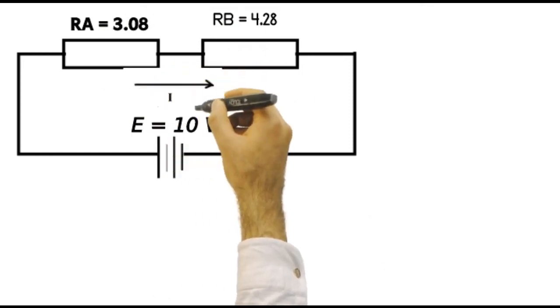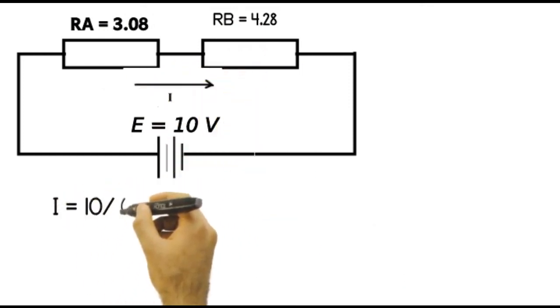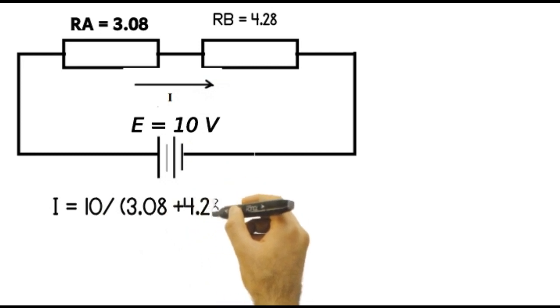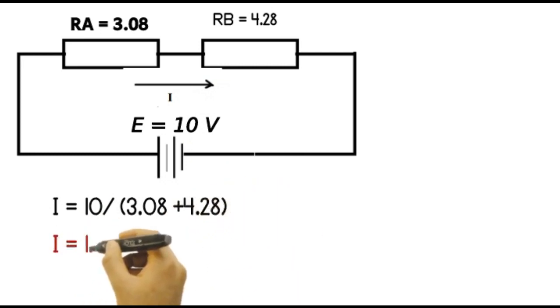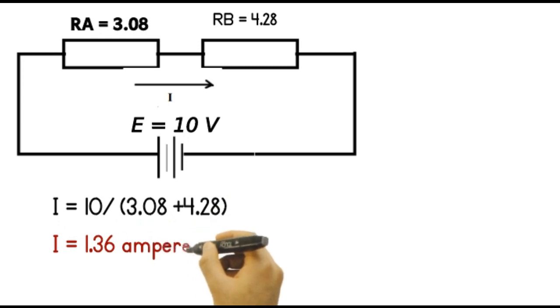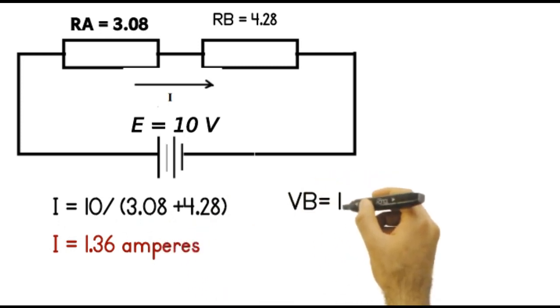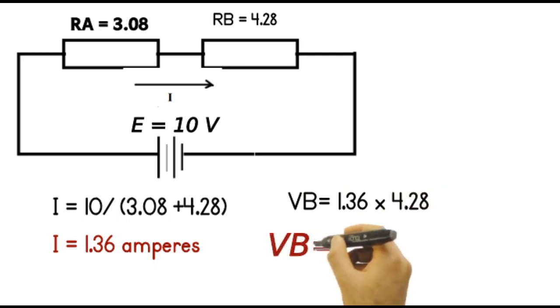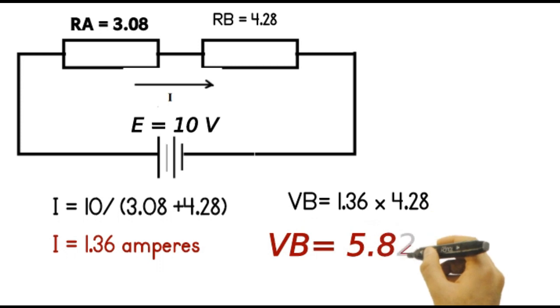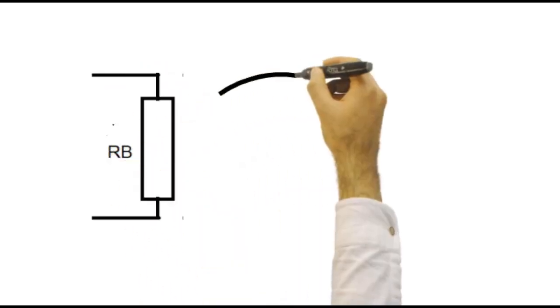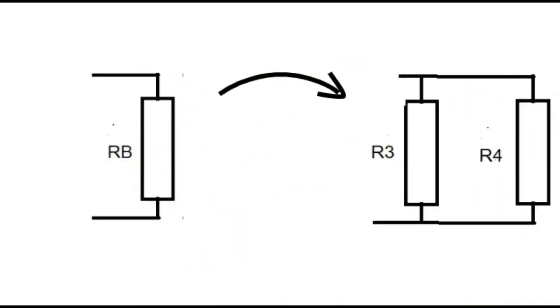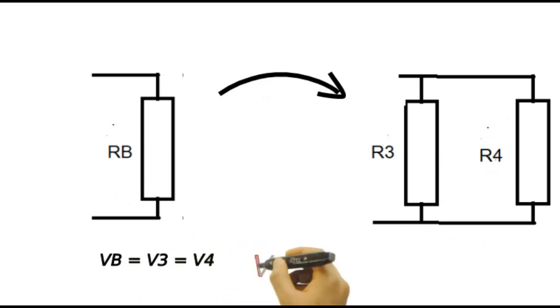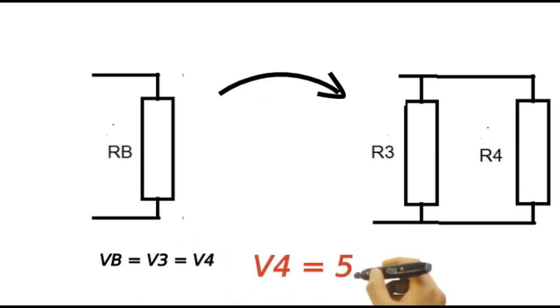We can now calculate I, as I is equal to 10 over 3.08 plus 4.28. Total current, I is then equal to 1.36 amperes. The voltage across RB, VB, is equal to 1.36 times 4.28. Voltage VB is equal to 5.82 volts. Since RB is R3 and R4 in parallel, VB equals V3 and V4, thus, V4 equals 5.82 volts.